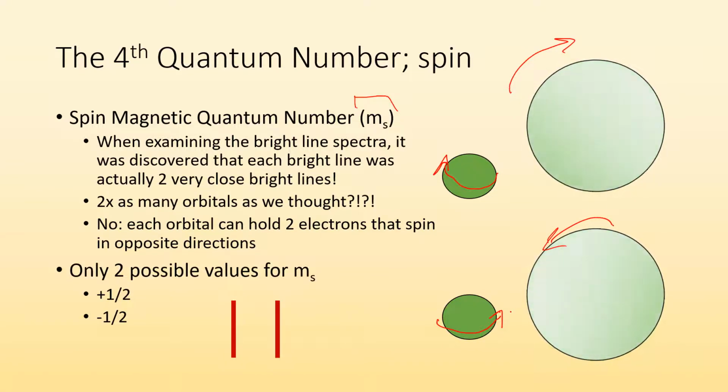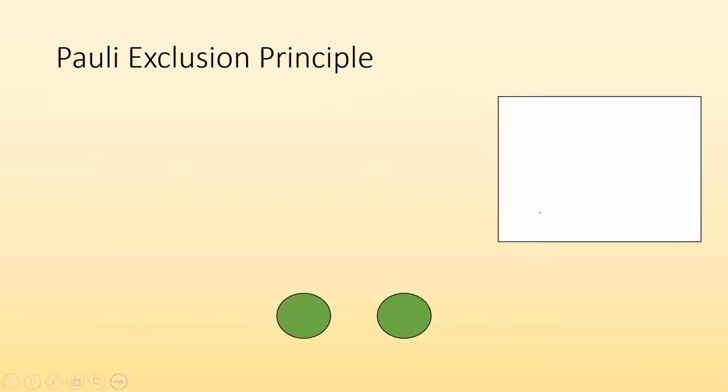So the numbers that we associate with this is either plus 1/2 for an up spin or minus 1/2 for a down spin. And that was a terrible arrow. So minus 1/2 is a down spin. So this could be the plus 1/2 spin, and this would be the minus 1/2 spin.